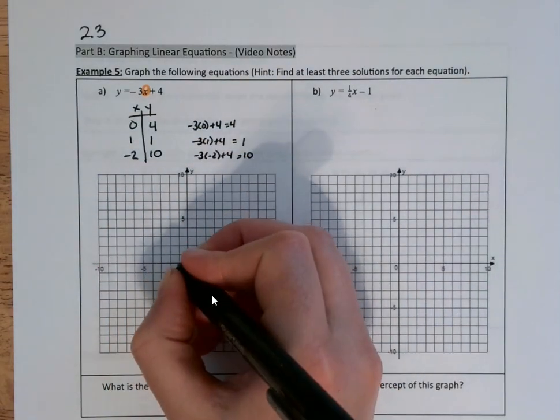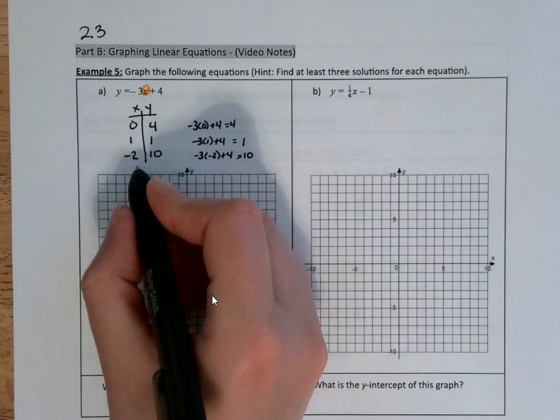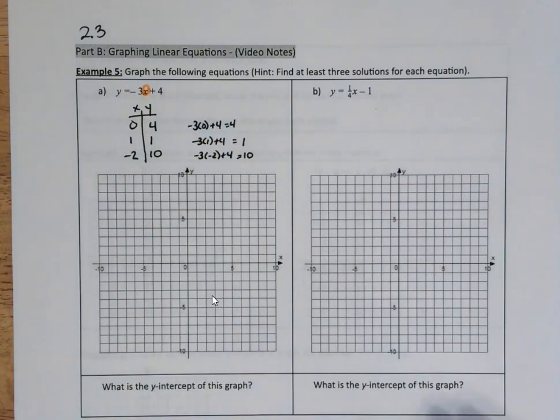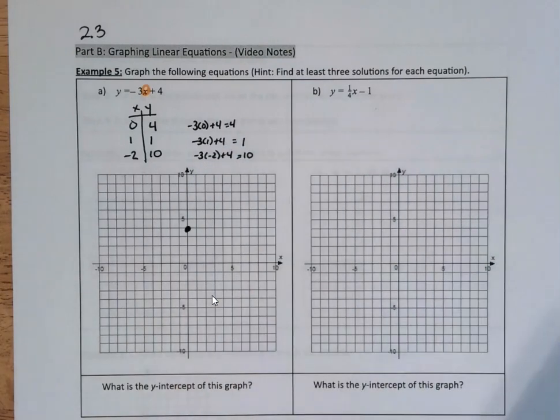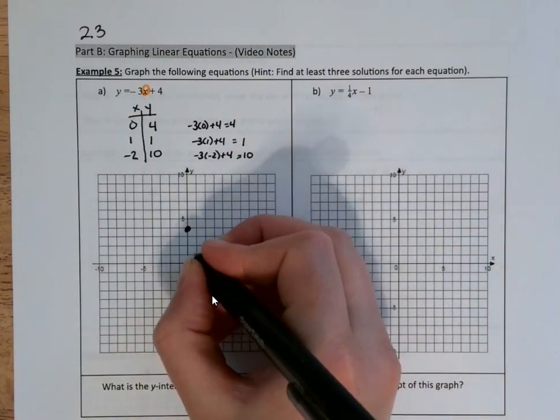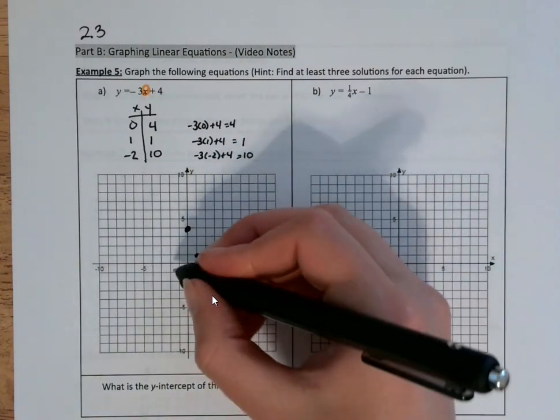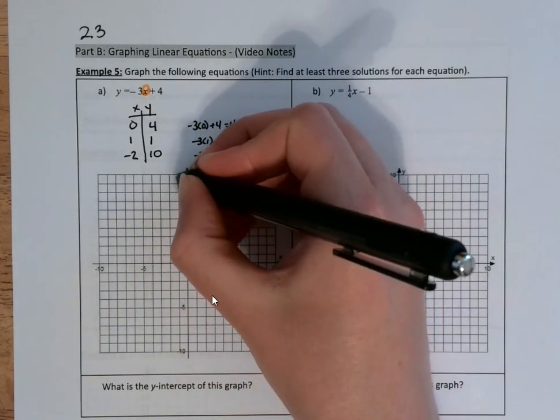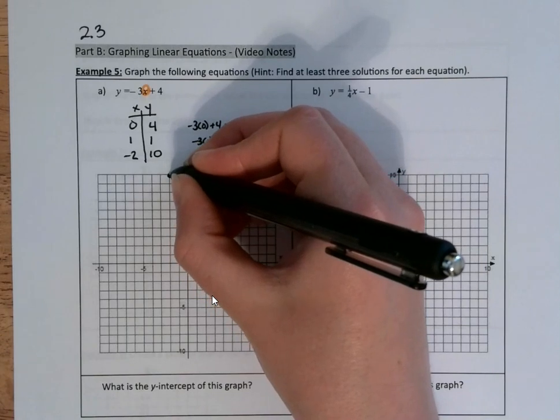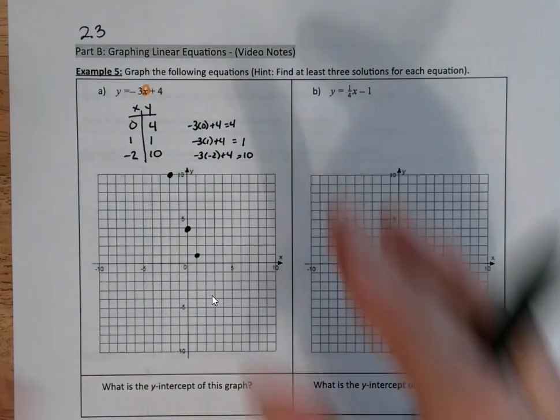So I have, we'll start with 0, 4. I was on the last one, still in my head for some reason. Start with 0, 4. Graph that point. Then we'll start with 1, 1 next. Then the negative 2, 10. All right, now I'm going to connect those.